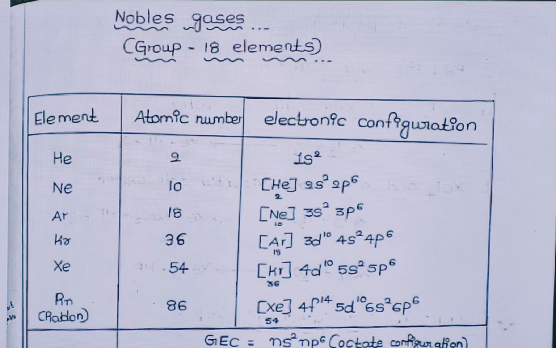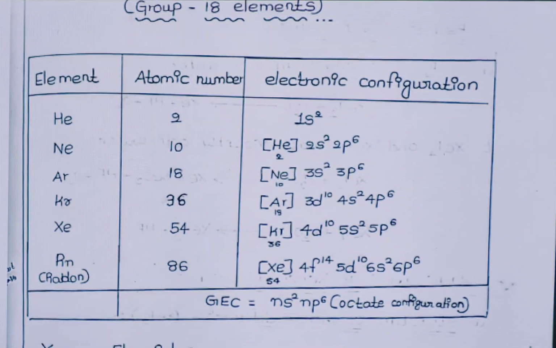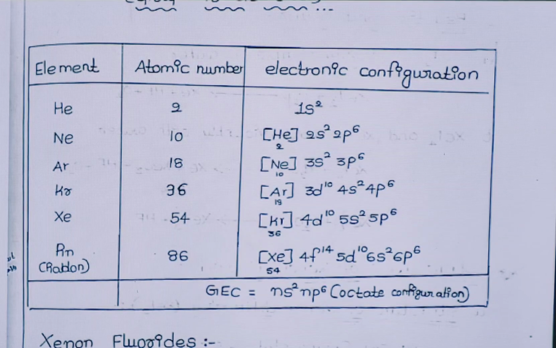Dear students, today I will explain noble gases. We also call them group 18 elements. This chapter also belongs to second year chemistry. So first of all, in this group, I would like to explain the electronic configuration of noble gases.